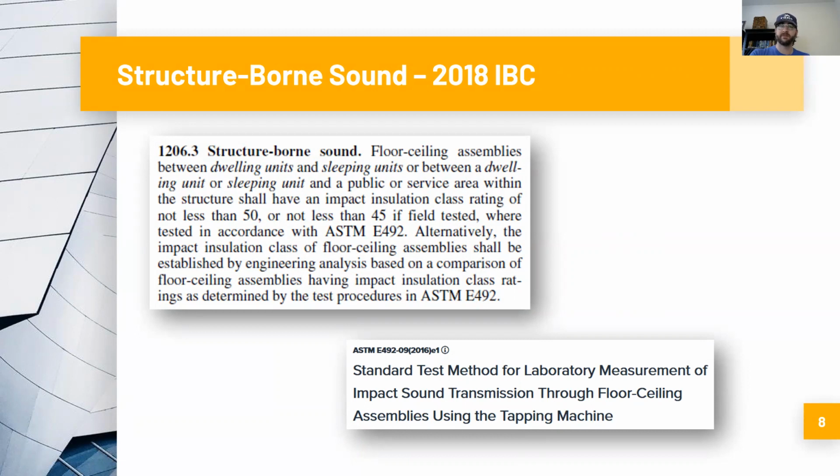So we have the same standard here. The minimum is 50, that's spec'd from a lab test, or 45 if field tested. And of course, you have the alternative to engineer it. If you can do an engineering analysis, then that may be acceptable to the building department. And ASTM E492 is the standard test method for laboratory measurement of impact sound transmission through floor ceiling assemblies using the tapping machine. So we'll get into that a little bit further along in this lesson.